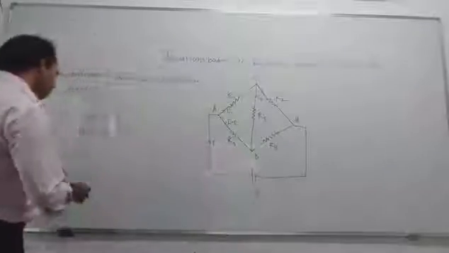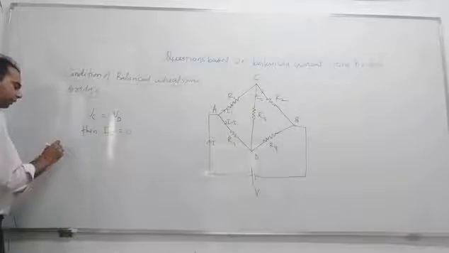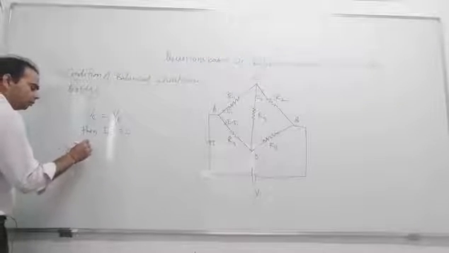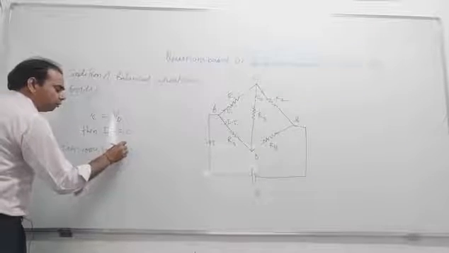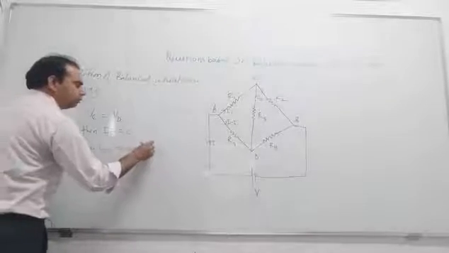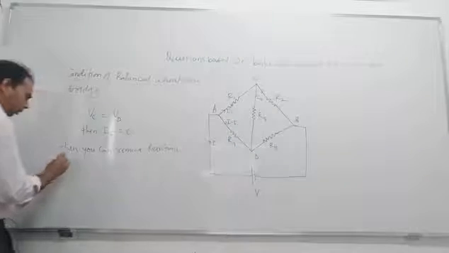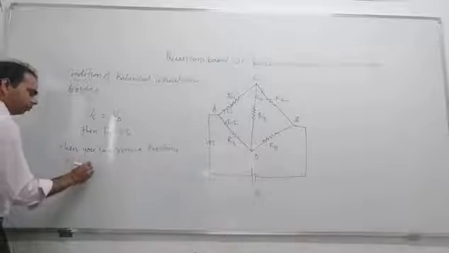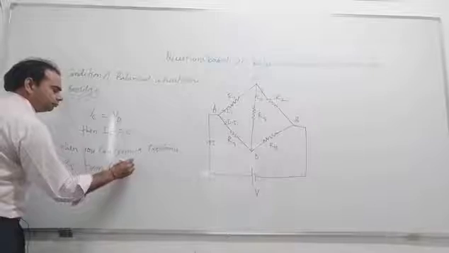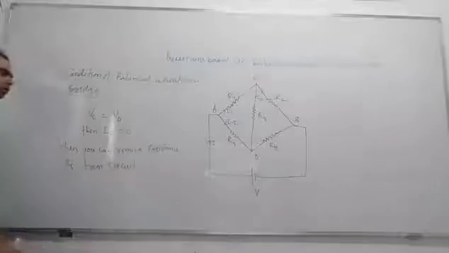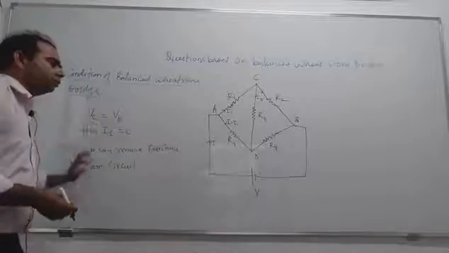When I5 becomes equal to 0, then you can remove resistance R5 from the circuit, right? Then this is the condition of a balanced Wheatstone bridge.